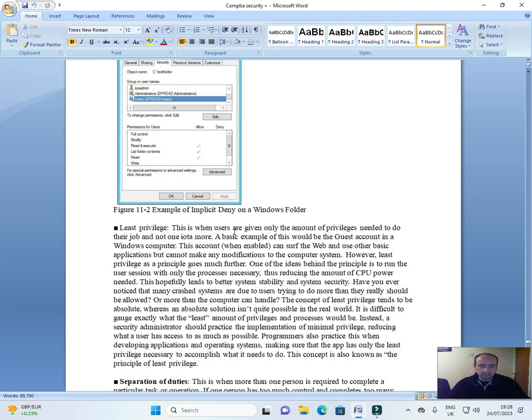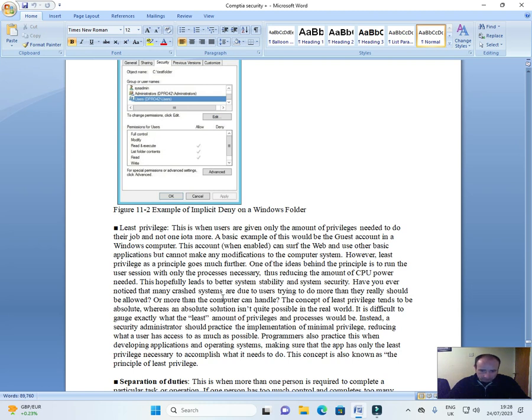Least privilege. This is when users are given only the amount of privilege needed to do their job and not an iota more. A basic example of this would be a guest account in a Windows computer. This account, when enabled, can surf the web and use other basic applications, but cannot make any modifications to the computer system. However, least privilege as a principle goes much further. One of the ideas behind the principle is to run the user session with only the processes necessary, thus reducing the amount of CPU power needed. This hopefully leads to better system stability and system security.